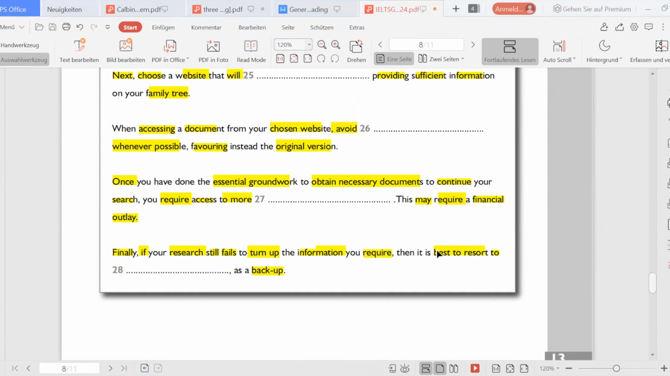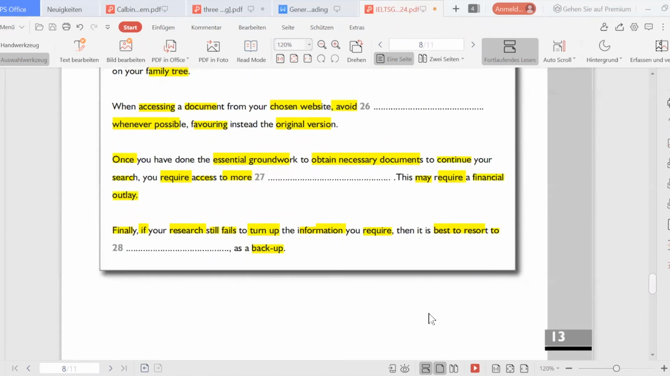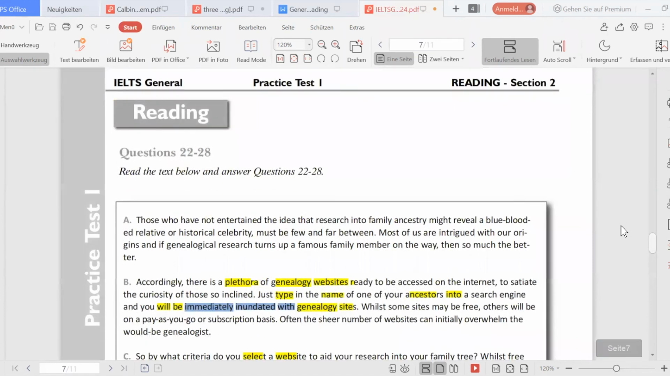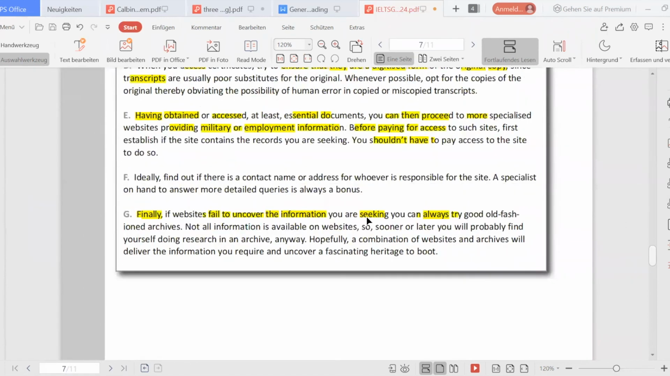Remember the frequency adverbs, also keywords. Always, sometimes, often, never, usually, hardly, and so on and so forth. Always keywords because they tend to either be used in contradictory questions or questions whose answers are contradictions, especially in the true, false, not given statements, or they also turn out to be reformulated in other ways. So the answer, it is best to resort to. The answer is you can always try good old-fashioned archives.